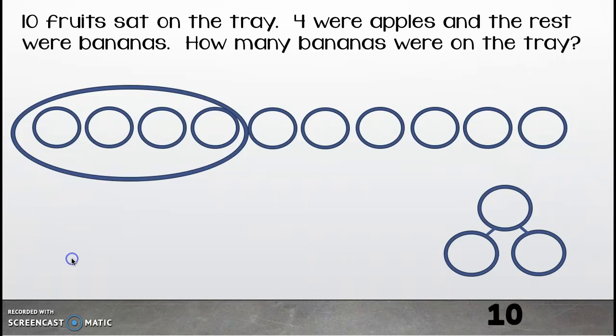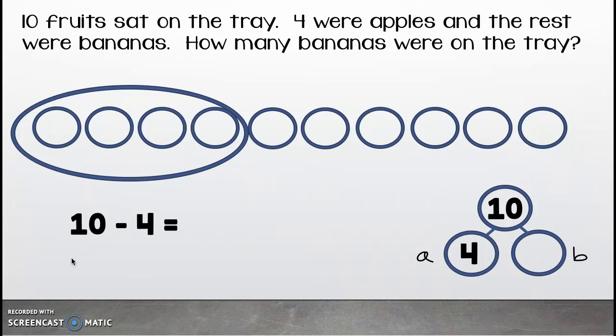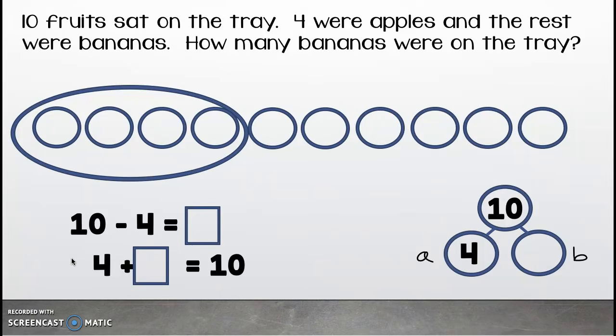Okay, so I know there are 10 fruits altogether. That's our whole amount. 4 of those were apples. I'm going to go ahead and label that with an A. Is that what you did? Good minds. And then the rest were bananas. I'm going to label that with a B. Now, I could either think 10 minus 4 equals something, or I could think 4 plus something equals 10. What did you do? How did you figure this one out?